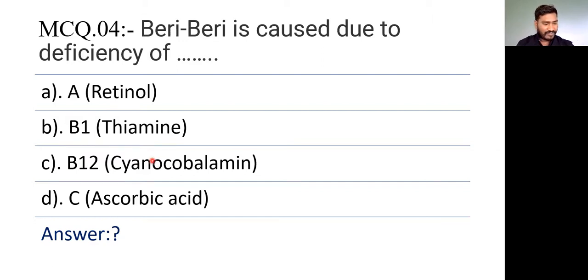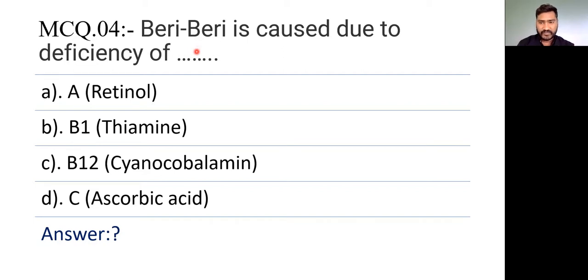So you know that vitamin A deficiency causes night blindness. Vitamin B1 causes beriberi, you have to remember, and B12 can cause anemia, and C can cause scurvy. Okay, so here is your answer, which is the second option, B1. B1 deficiency will cause the beriberi disease due to the deficiency of vitamins.